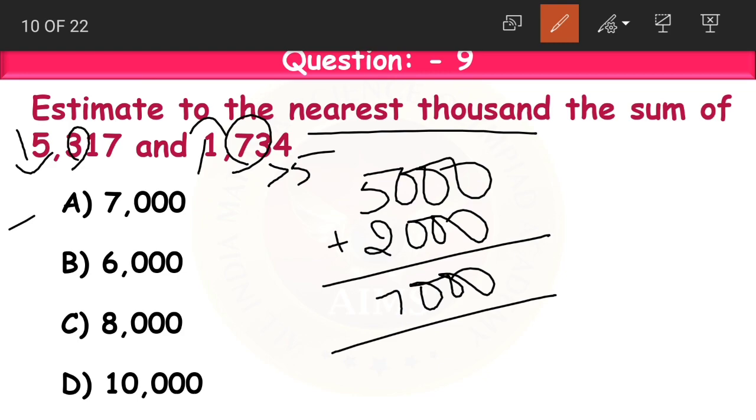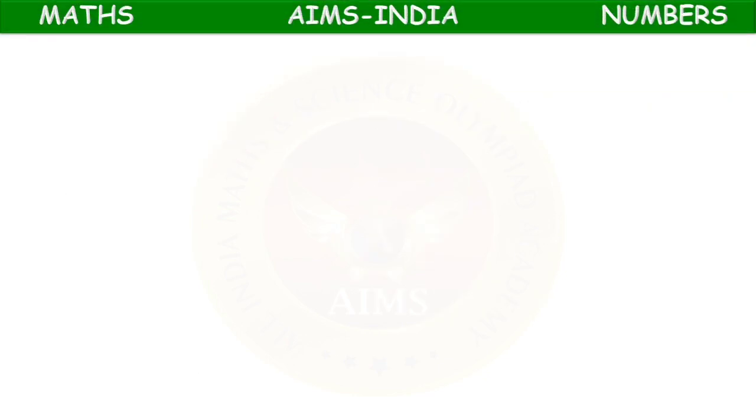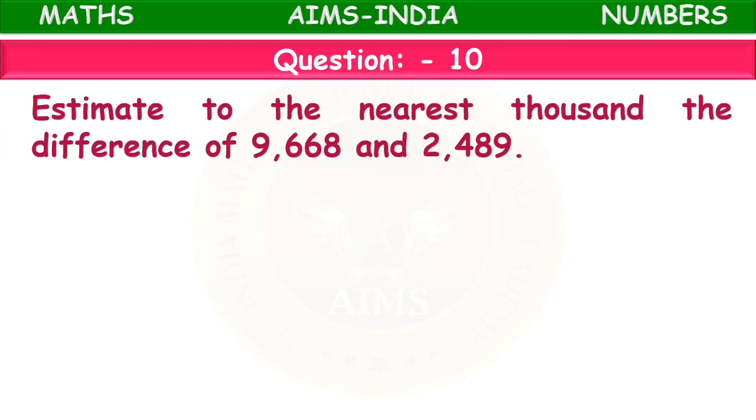So what is the correct answer? Option A, 7,000. Yes students? Yes. Moving on to question number 10. Estimate to the nearest thousand the difference of 9,668 and 2,489.